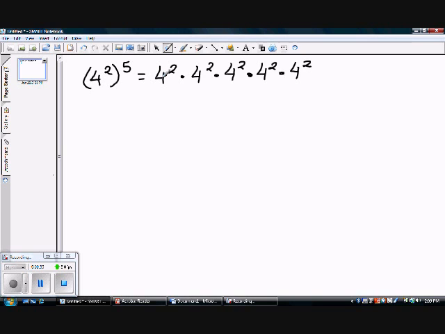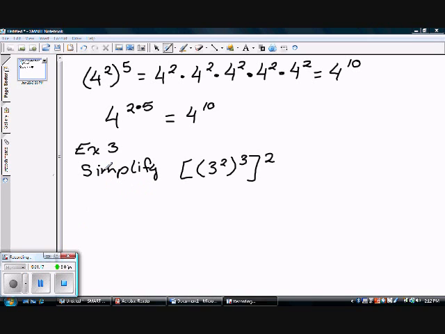And we just found out that if it's the same base, you would add the exponents. So this is really going to be 4 to the 2 plus 2 is 4 plus 2 is 6 plus 2 is 8 plus 2 is 10th power. Now, could you have gotten that answer without working it out the long way? Well, yes, you could have said 4 and 2 times 5 is 10, 4 to the 10th power. In this case, you're multiplying the exponents, and that gives you 4 to the 10th power.